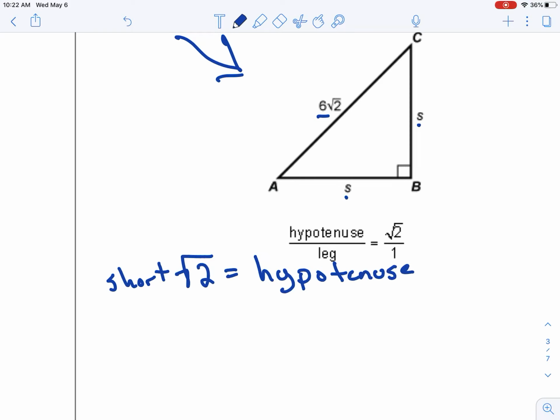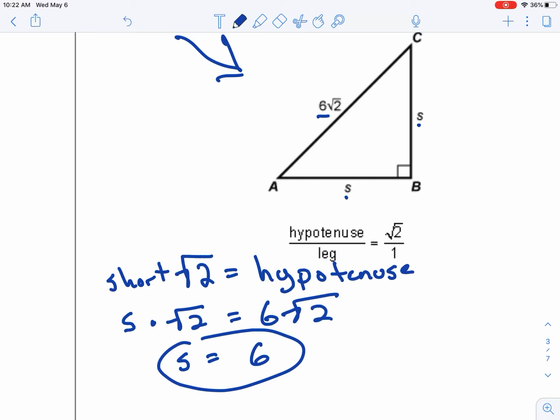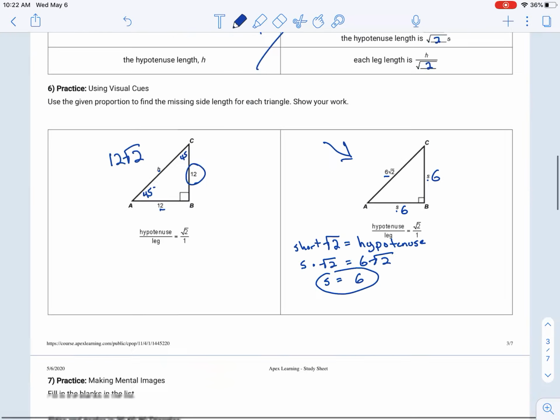So what's the short leg here? It's the letter s times the square root of 2. When I do that, what's the hypotenuse? I get this. Now I just need to solve for the side length. I divide both sides by the square root of 2, and the square root of 2's cancel out. And I figure out that this is 6 and 6.